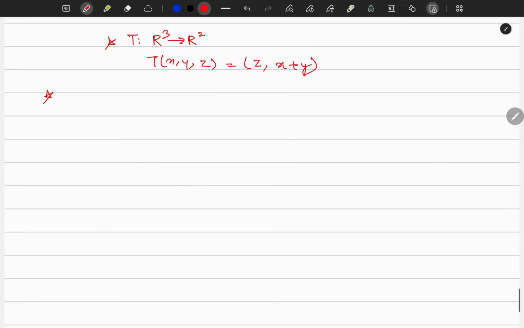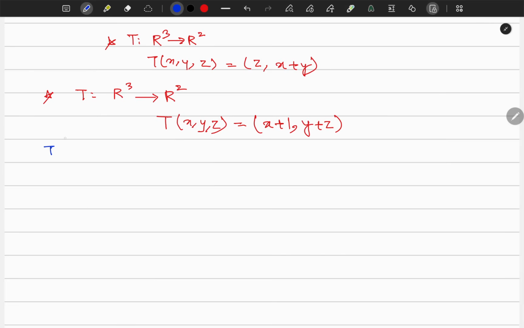I will just show one question here. If T is from R3 to, for example, R2, okay, T is defined as T of x, y, z. Remember, this x, y, z are the coordinates, is equal to x plus 1 comma y plus z. Okay, so you have to check whether it's a linear transformation or not. So you can check it.